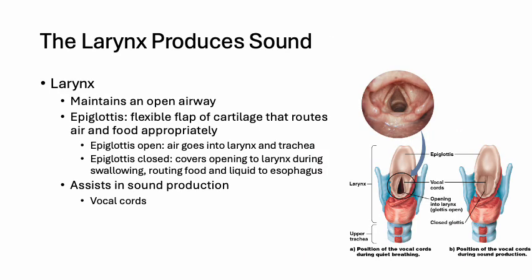The larynx has two important jobs. It keeps the airways open and helps produce sound. The epiglottis is a small flap of cartilage which acts like a traffic controller, sending air into the trachea and food into the esophagus. The vocal cords inside the larynx vibrate as air passes, which allows us to speak, sing, and even yell at times.